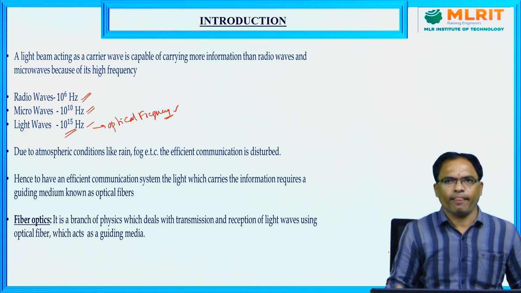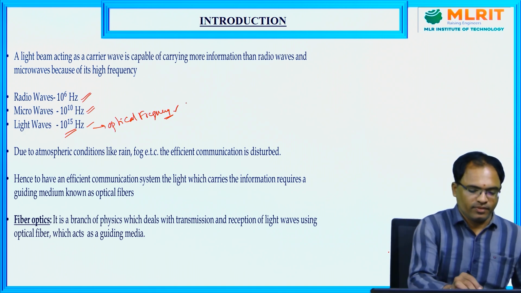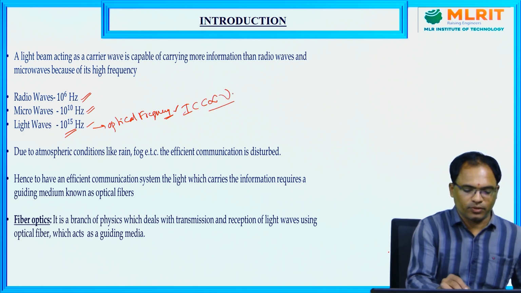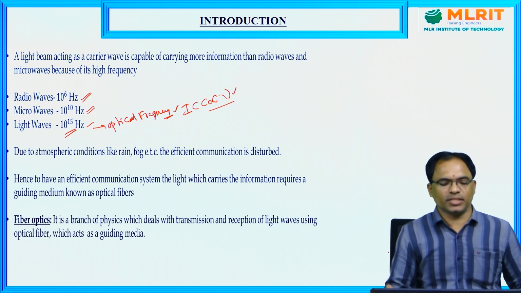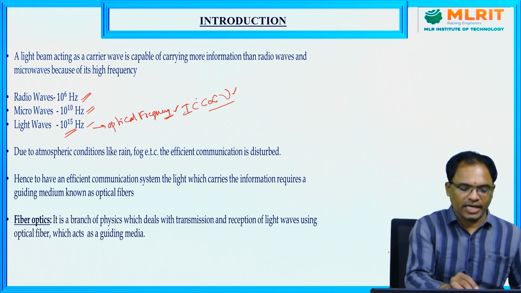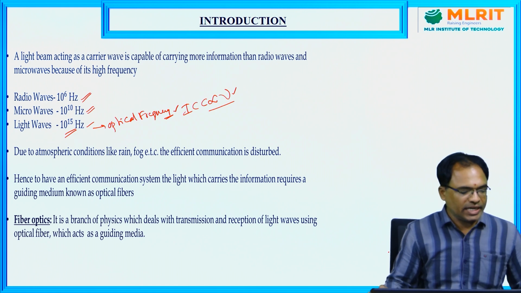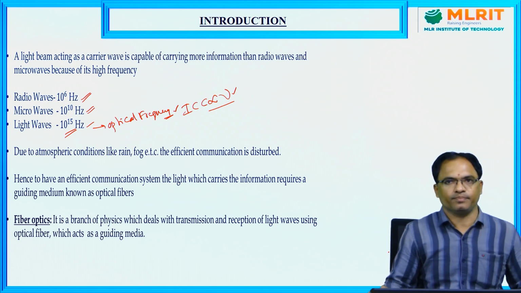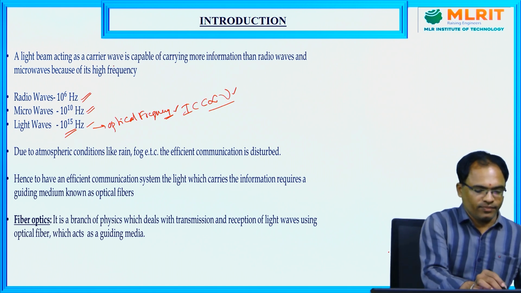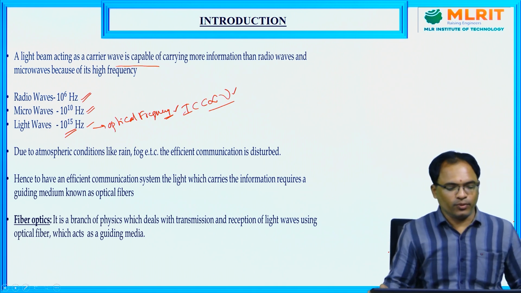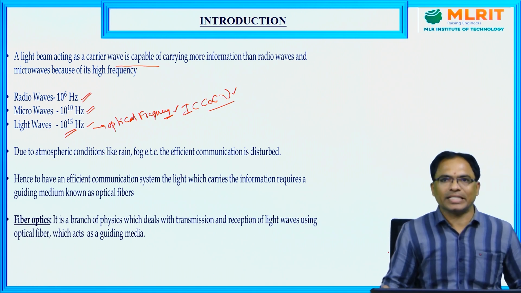Generally, the information carrying capacity of any wave depends on its frequency. The information carrying capacity of any wave is always directly proportional to frequency. The higher the frequency of a wave, the more information it will carry. So from these figures, we can say that compared with radio waves and microwaves, light waves carry more information. So we came to know that a light beam can transfer information from one place to another place.